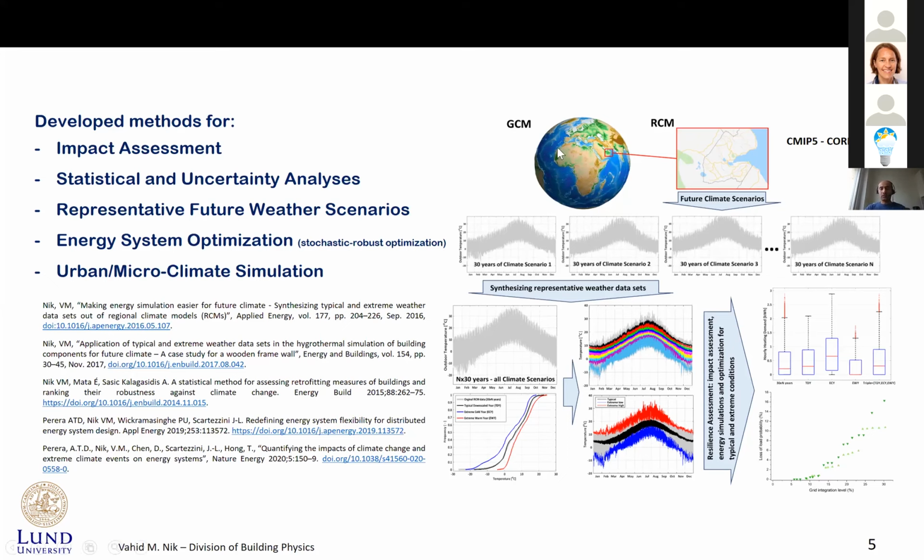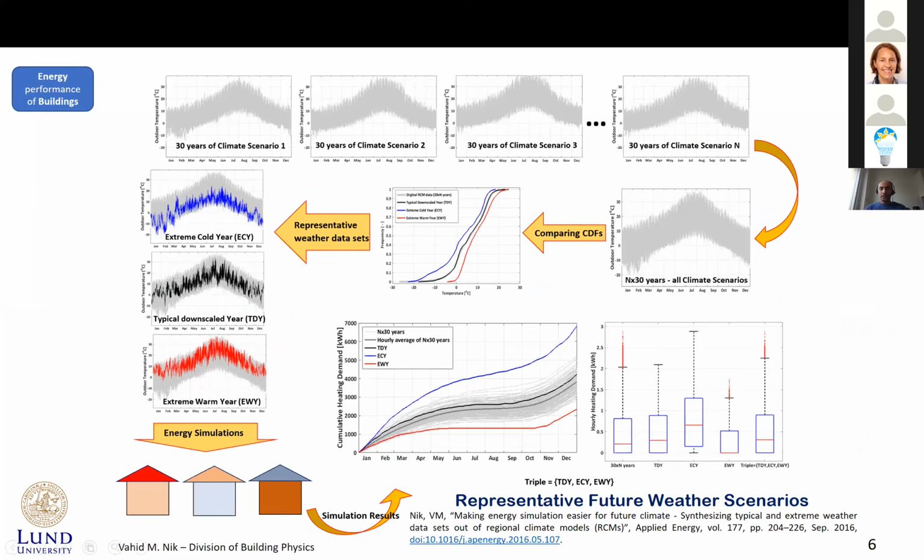What we do is mainly get data from RCMs, regional climate models. Then we work with the climate data, we synthesize them based on our needs, and then we apply those synthesized weather data sets in our engineering models. Here I shortly describe an approach that we have developed, and it has been used by other scholars in the field.